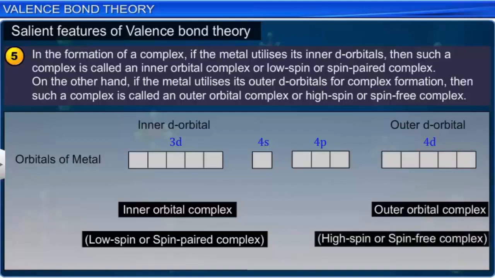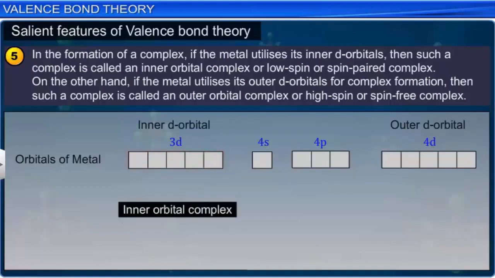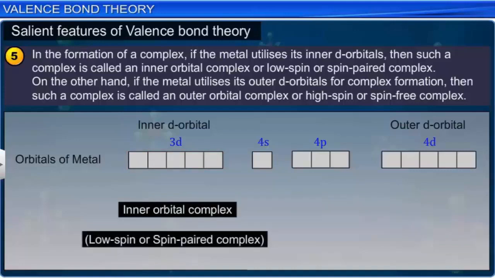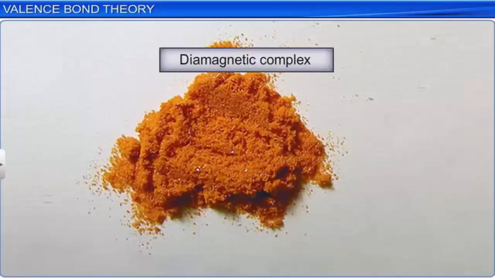Example for the inner orbital complex or low spin complex. In the metal atom or metal ion, the vacant orbital is the 3d orbital, meaning the incoming ligands donate the electrons to the 3d orbital. So this complex formed is called what? Low spin complex or spin paired complex. If the metal atom utilizes the outer d orbital, that is the 4d orbital, for the complex formation, such complexes are called what? Outer orbital complex or high spin or spin free complexes.